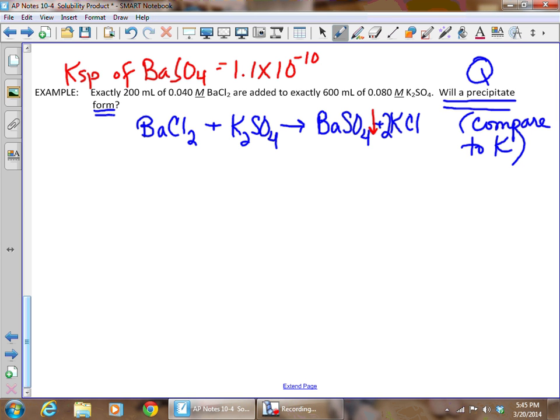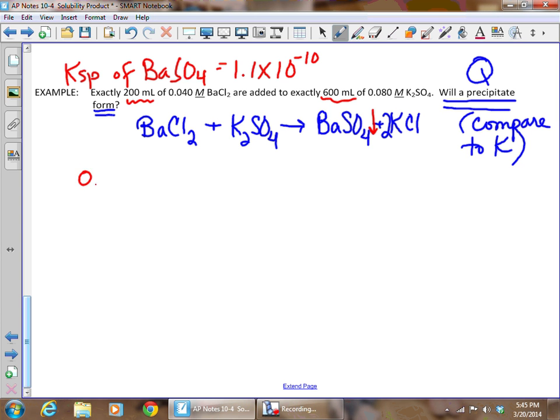Now the first thing we've got to do is figure out what our concentrations of barium and sulfate are in solution. If we have 200 milliliters of 0.040 molar barium chloride, the first thing we need to do is find the moles of that. Now remember, to get the new molarity after they're added together, we're going to need to calculate moles over total liters. And notice that when we get done with this reaction, we're going to have 200 plus 600, so 800 milliliters. So we must keep that in mind as we do this.